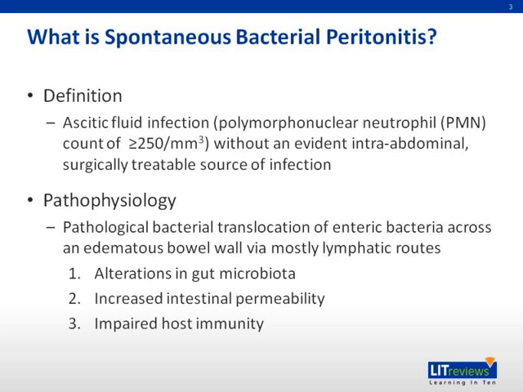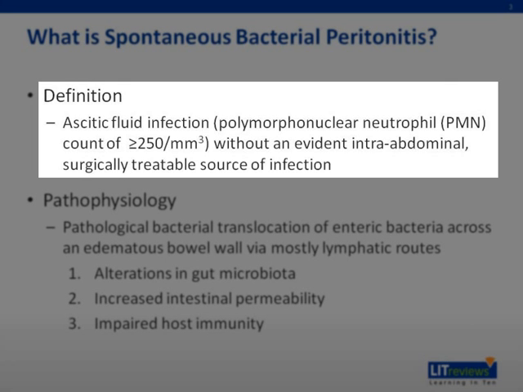What is spontaneous bacterial peritonitis? The definition is an ascitic fluid infection with a polymorphonuclear neutrophil count of more than or equal to 250 cells per cubic millimeter, without an evident intra-abdominal, surgically treatable source of infection.